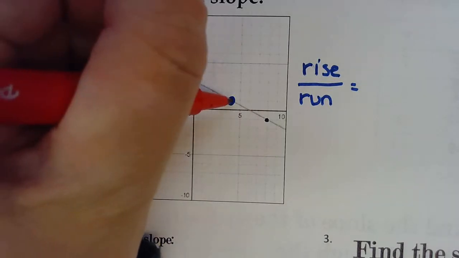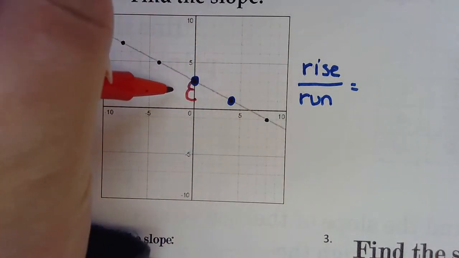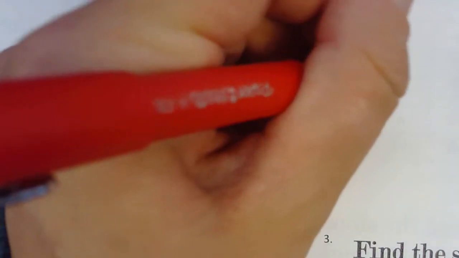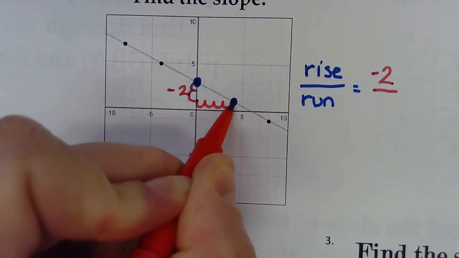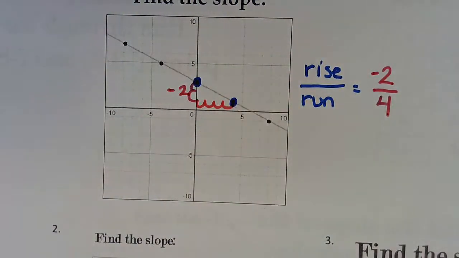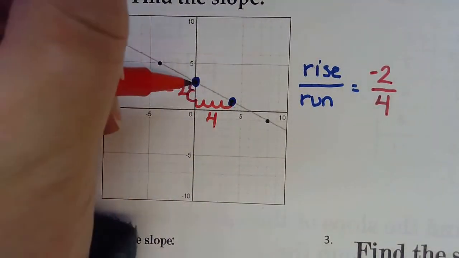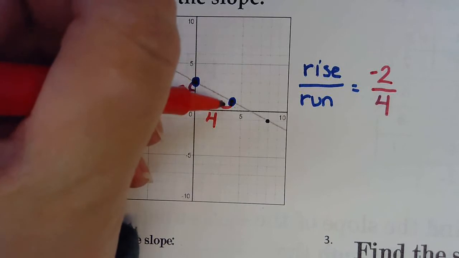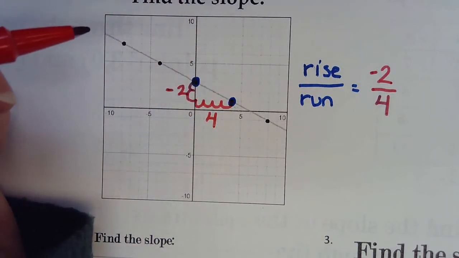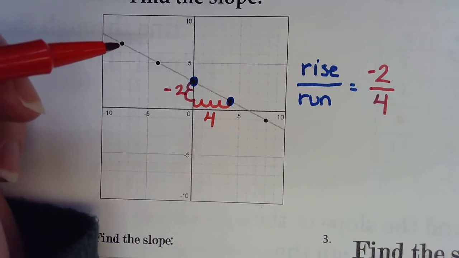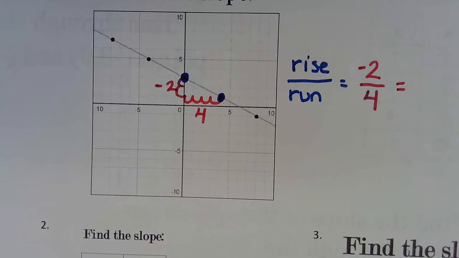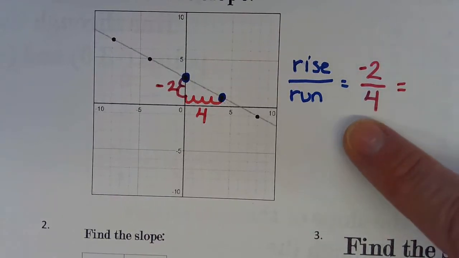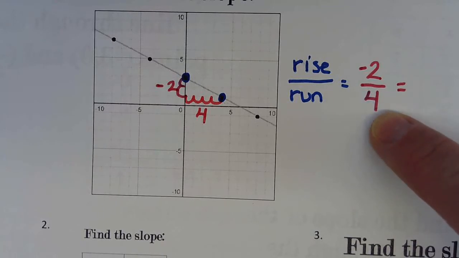So if I go from here to here, I go 1, 2 down, -2 over, and then I run 1, 2, 3, 4 to the right. So I went down 2, right 4. So if I have -2 over 4, what does that reduce to? Because you don't want to leave it like that. Those that have already gotten ahead of me, what do you have as your slope? That wouldn't be right. What's -2 over 4 reduced down to?